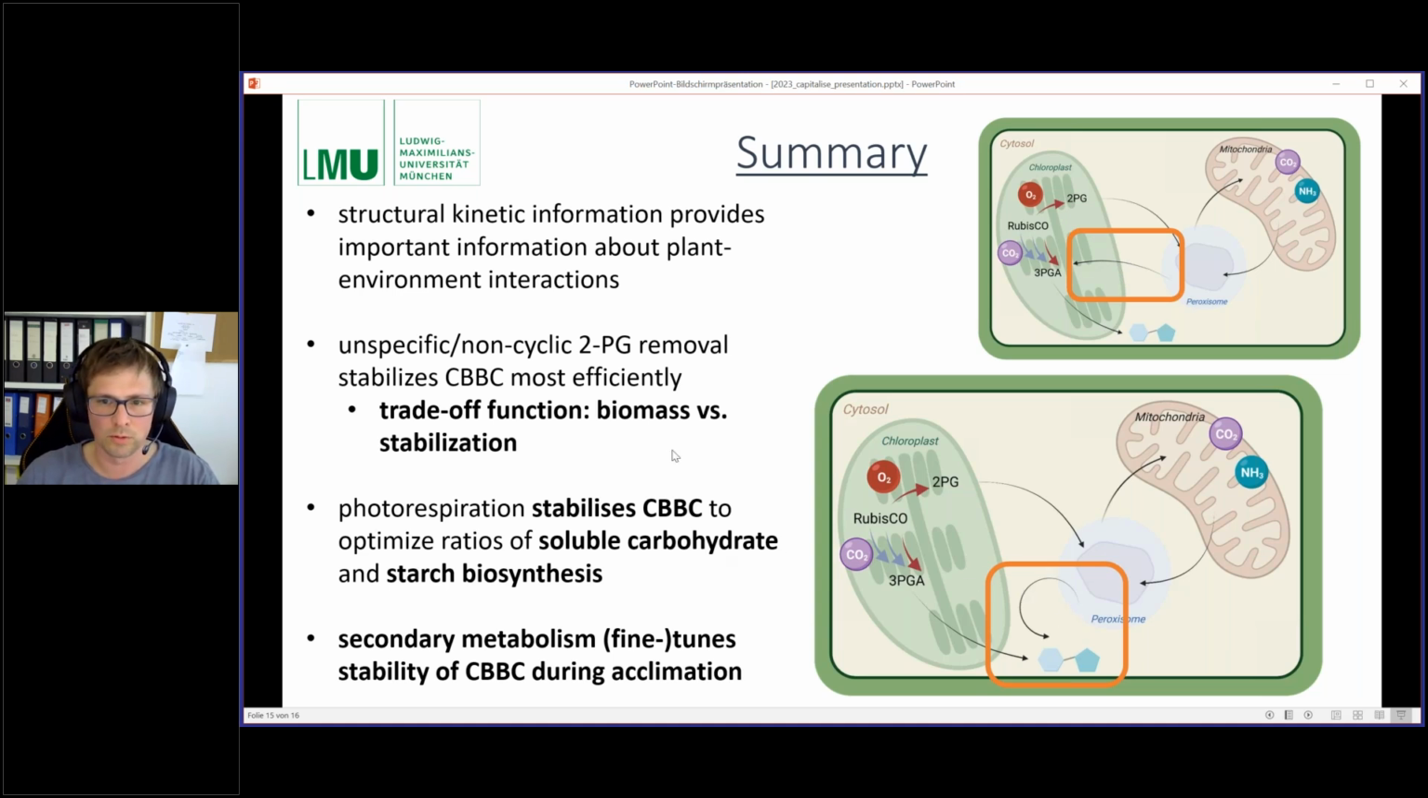However, if you, of course, follow the natural pathway, then you will find that this is a kind of a trade-off function between biomass and stabilization. Further, we described that photorespiration stabilizes the CBBC to optimize, obviously, ratios of soluble carbohydrates and starch biosynthesis. And we found that secondary metabolism fine-tunes the stability of CBBC during acclimation procedures.